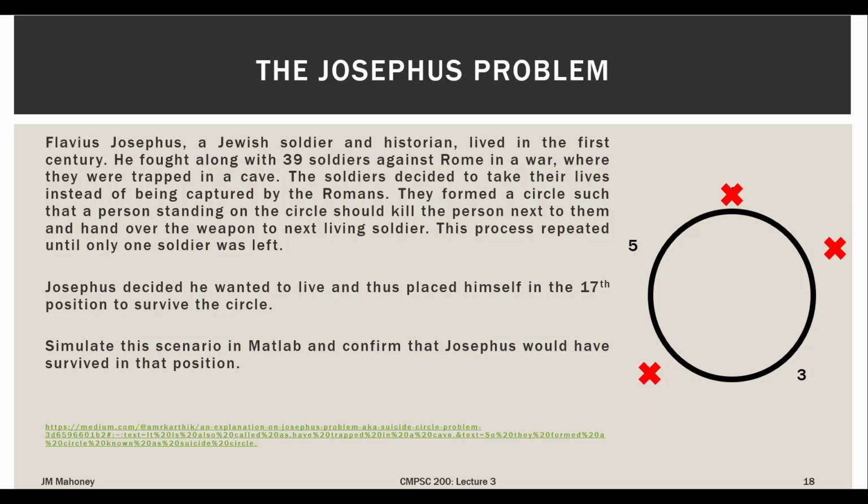So 5 has to pass the sword on. 1 can't take it, he's dead, 2 can't take it, he's dead, so soldier 3 gets the sword. Soldier 3 kills the next person in line. Well, soldier 4 is dead, so soldier 5 is the next one that's still alive, so soldier 3 kills soldier 5. At this point we have only 1 soldier left, so it turns out that for a group of 5, the soldier that is third in the circle is the one that survives. The other 4 died in this process.